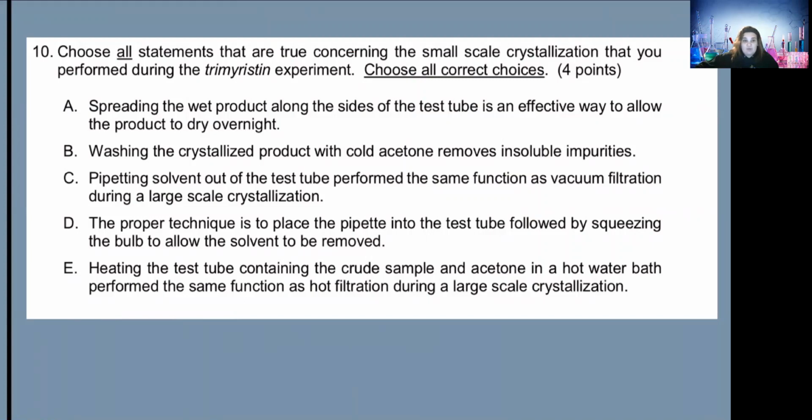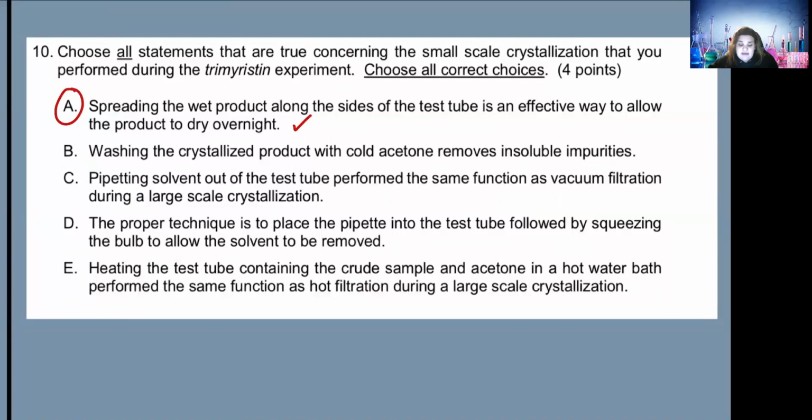Alrighty, so in this question, we want to choose all the statements that are true concerning small scale crystallization that you performed during the trimyristin experiment. So we're being told to choose all of the correct choices here, okay? Letter A states to spread the wet product along the sides of the test tube, and that's an effective way to allow the product to dry overnight. Yeah, definitely. When you're spreading the wet product along the sides, you're increasing the surface area. So that's definitely a great way to let it dry overnight. So A is definitely a valid answer choice here.